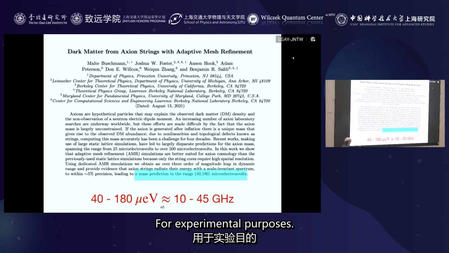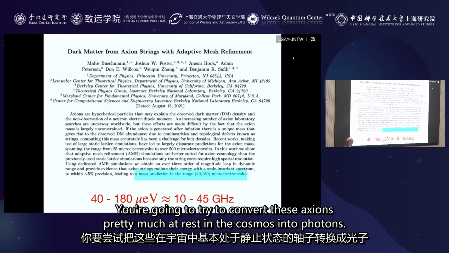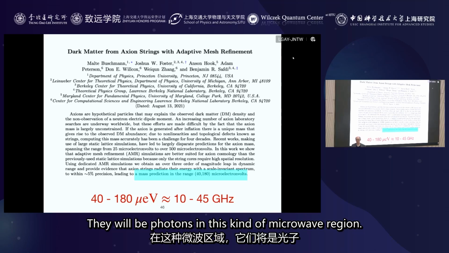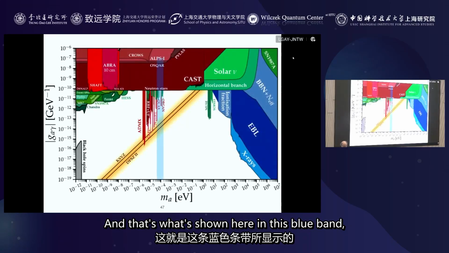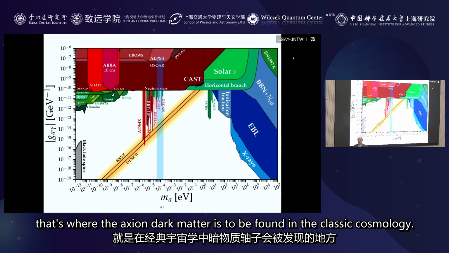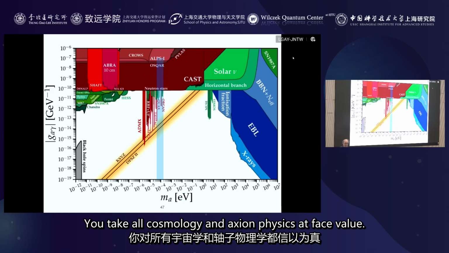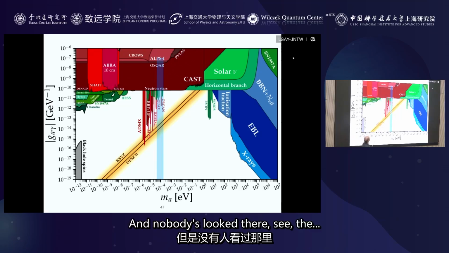Okay. For experimental purposes, as you'll see, it's useful to translate that into a frequency. You're going to try to convert these axions pretty much at rest in the cosmos into photons. They will be photons in this kind of microwave region. And that's what's shown here in this blue band. So where the blue band crosses the gold band, that's where the axion dark matter is to be found in the classic cosmology. You take all cosmology and axion physics at face value, you have a fairly unique prediction for where you're supposed to look, and nobody's looked there.